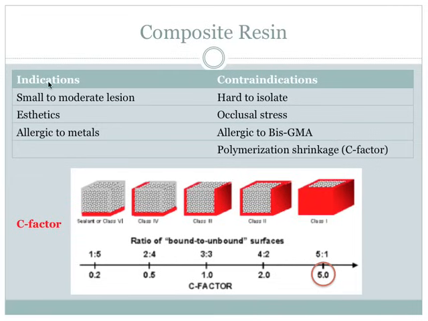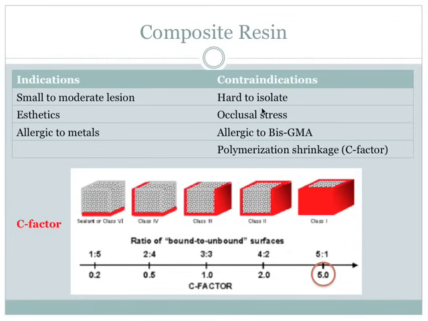Composite resin is indicated for small to moderate lesions. It's of course great for aesthetics because you can match tooth structure relatively well, at least better than with an amalgam material, with a silver filling material. It's also good if a patient was allergic to one of the components of amalgam.